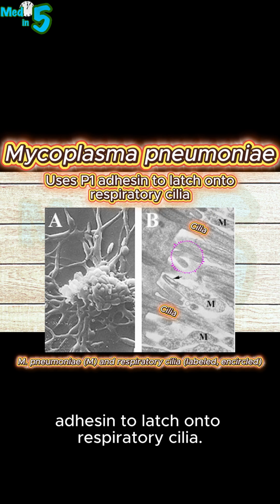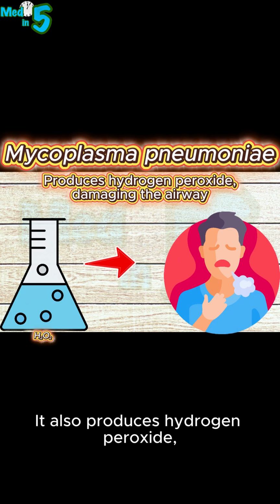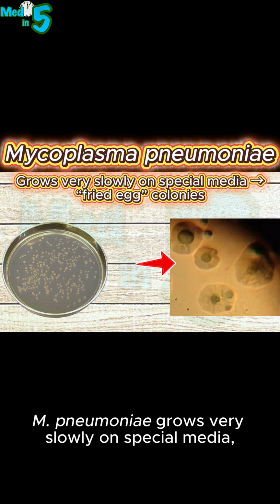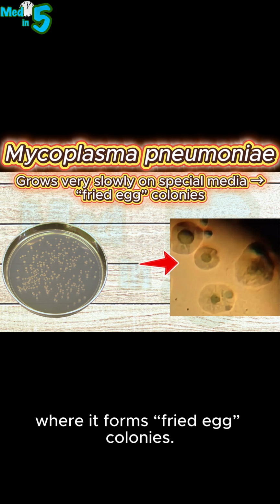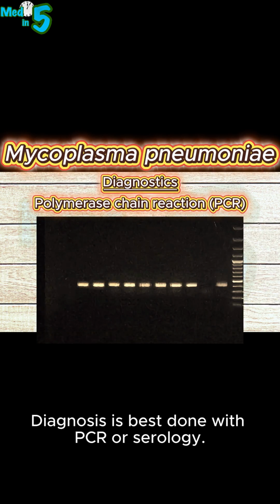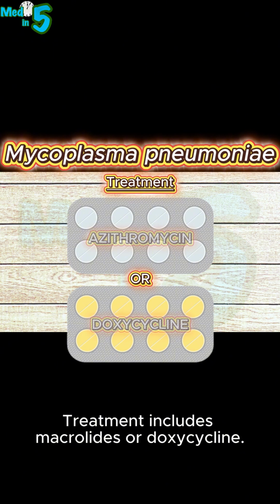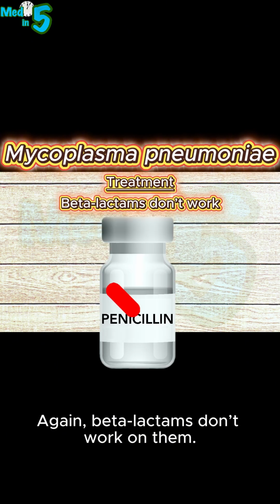M. pneumoniae uses P1 adhesin to latch onto respiratory cilia. It also produces hydrogen peroxide, damaging the airway. It grows very slowly on special media, where it forms fried egg colonies. Diagnosis is best done with PCR or serology. Treatment includes macrolides or doxycycline. Again, beta-lactams don't work on them.